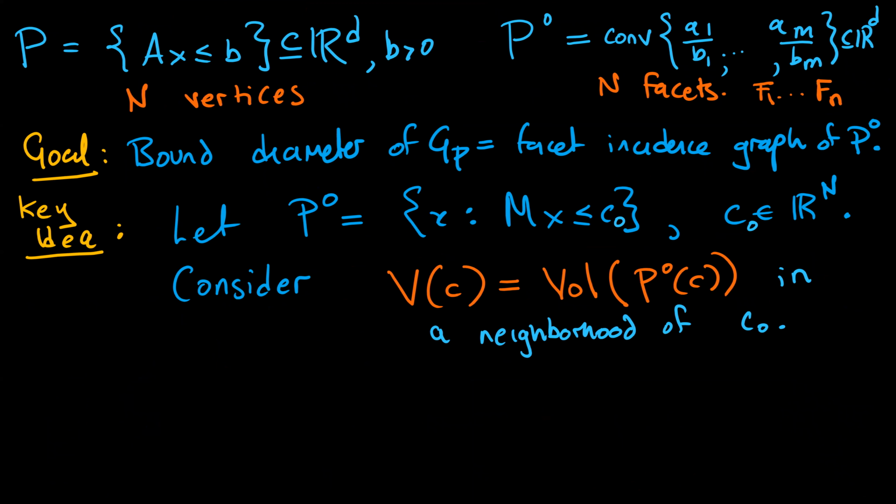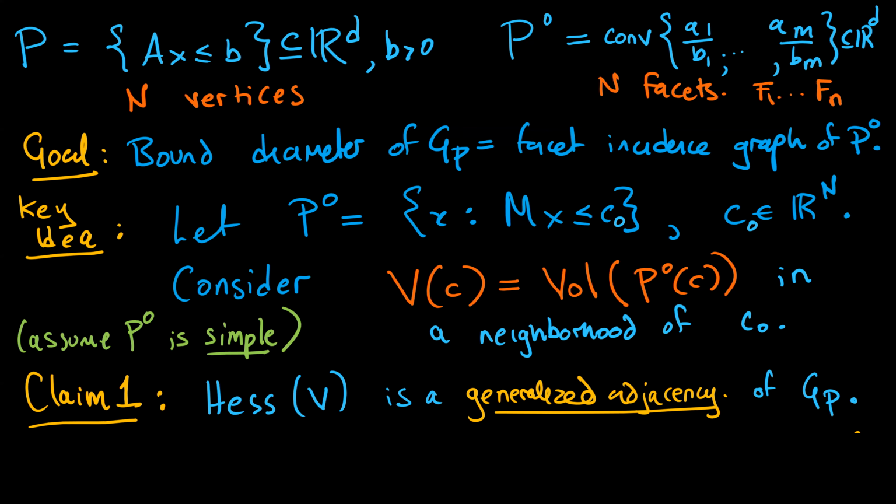Now the key idea here is that the polar itself is some polytope. So in other words, it could be written in the form Mx less than c for some matrix M and a positive vector c. In some neighborhood of that vector c, think of the function which sends that vector c to the volume of that polytope. So we've introduced this parameter c, which correctly parameterizes the space of polars, and we are now considering this function which computes its volume.